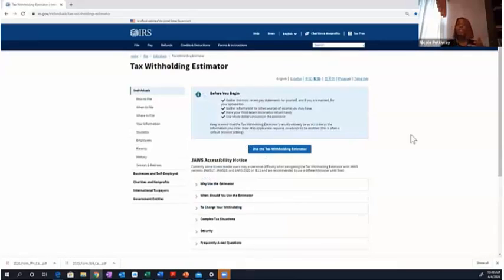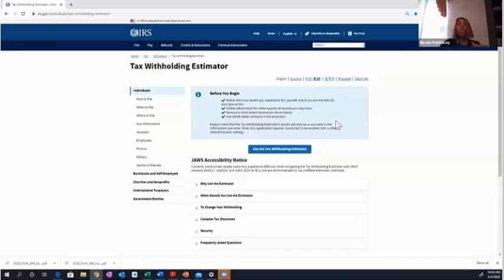Now it says here in the instructions, before you begin, you want to sit down. You want to make sure that you, or if you're working with someone else and sharing this with them, that they have their most recent pay stubs and their tax information from last year. And if they have other sources of income outside of their jobs, they need to have that as well, because this is the first step.